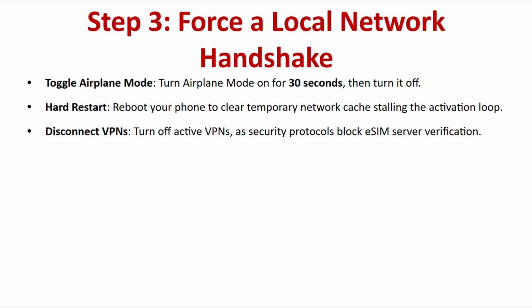Step 3. Force a local network handshake. Toggle airplane mode. Turn airplane mode on for 30 seconds, and after 30 seconds, turn it off. Next, hard restart. Reboot your phone to clear temporary network cache stalling the activation loop. Next, disconnect VPNs. Turn off any active VPNs, as security protocols block eSIM server verification.